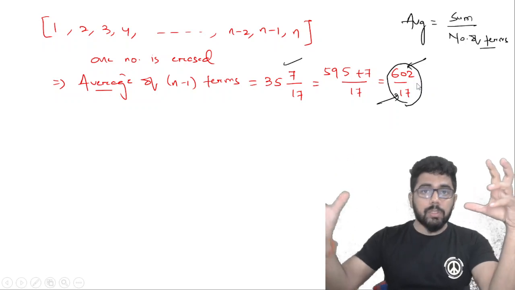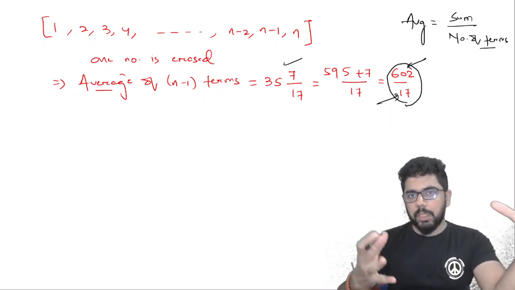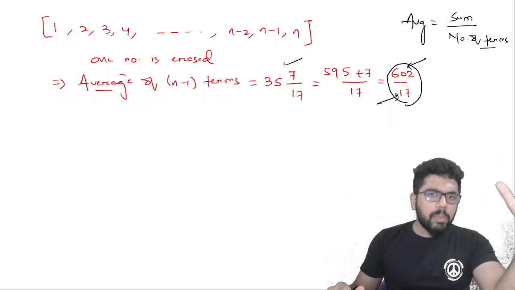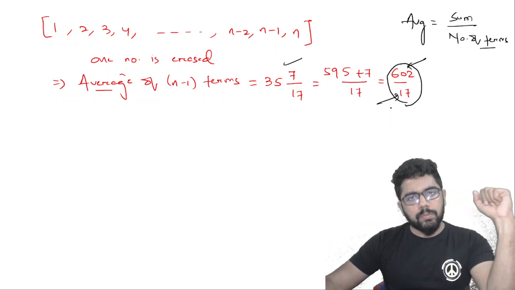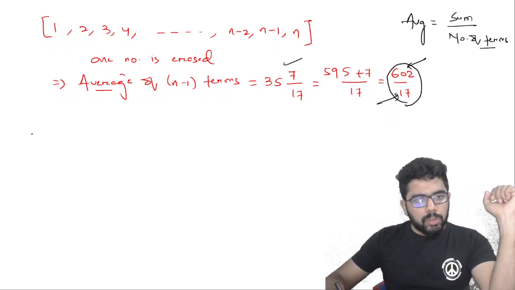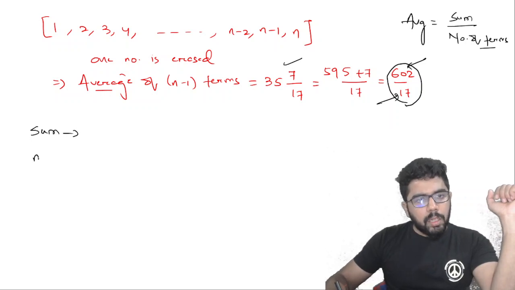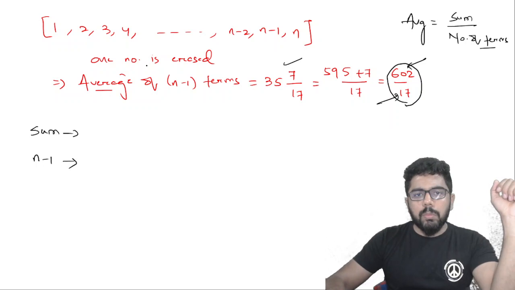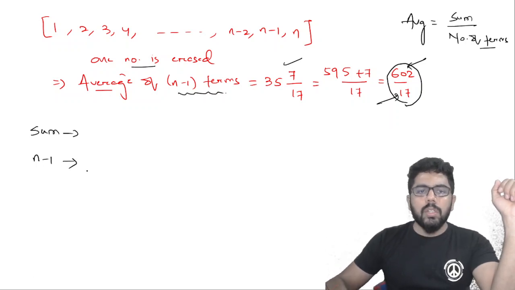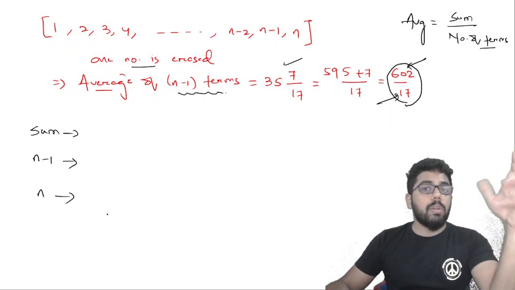What if the fraction was simplified? Like the way we cancel and bring a fraction to its simplest form: numerator and denominator had some common factors, you cancelled them out and then came to this. This is also a possibility. So let me write the sum here, and the number of terms is n minus 1, because if one number is erased, there were n minus 1 terms. Let's see what the possibilities are.